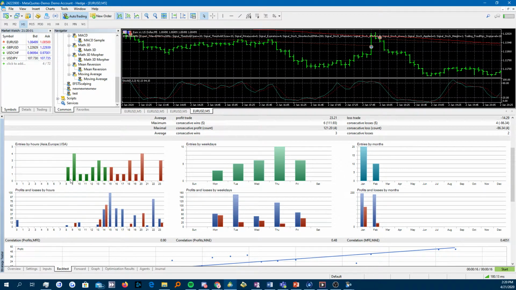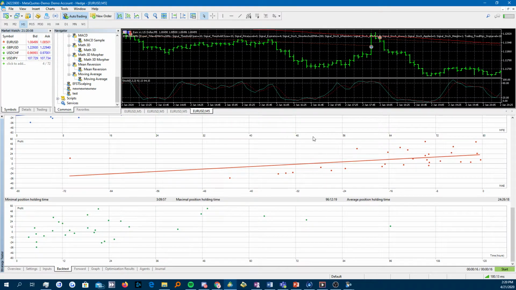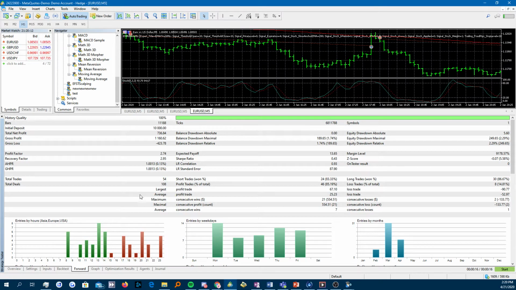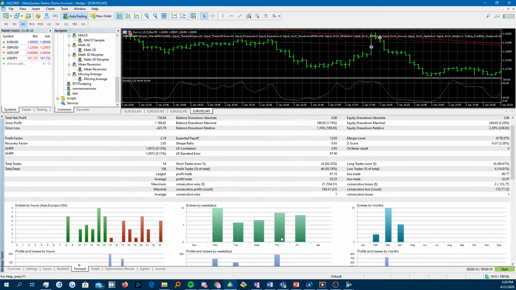That is based off of the signal that we have made for EMA stock. And this is the MFE-MAE correlation and the holding times. Now this is the forward test, the test that went on from the latter part of February to April.